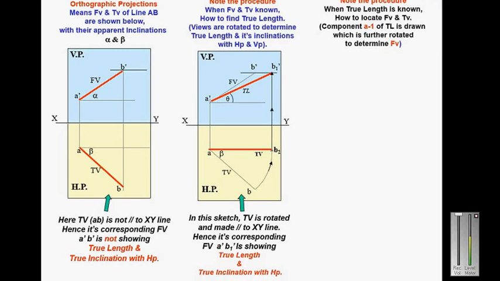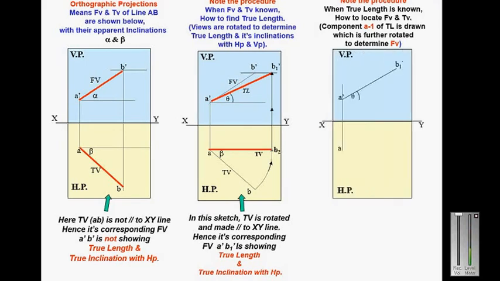So next, when the true length is known, how to create the front view and top view. The component A1 of the true length is drawn, which is further rotated to determine the front view. So this is A dash, the front view; this is the true length A dash B1 dash; and this is AB1, the top view. The true length makes an angle of theta degree with HP, and the true length makes an angle of phi degree with VP.